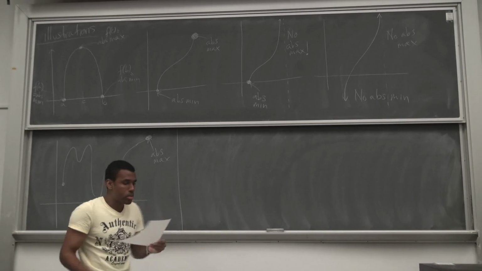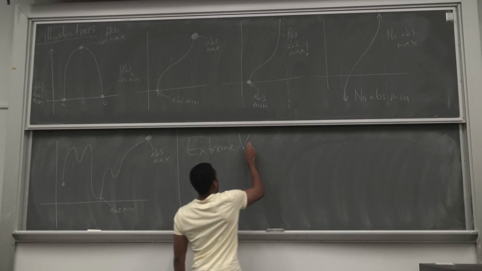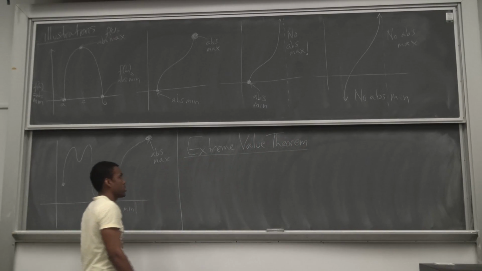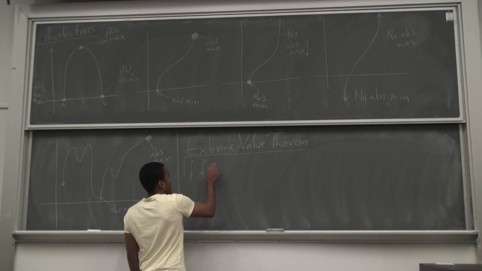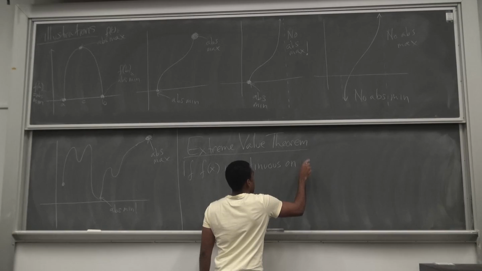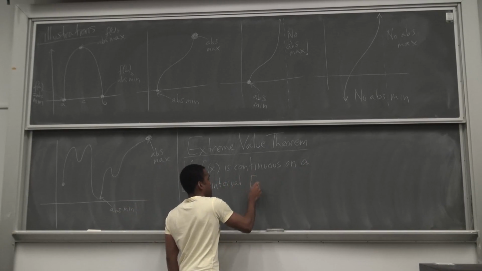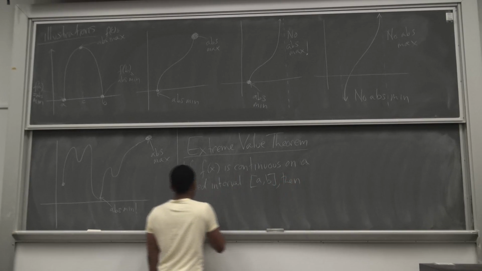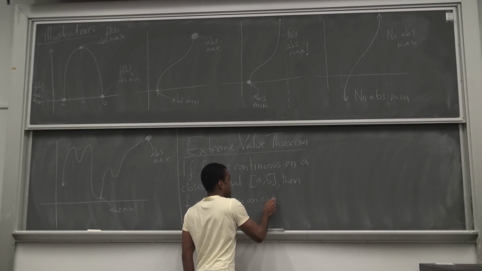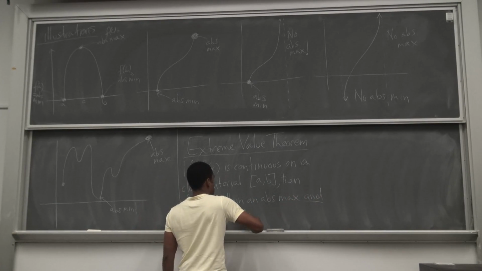Now let's talk about some theorems, as well as some other definitions. There's something called the extreme value theorem. It says the following. If our function is continuous on a closed interval AB, then f must attain an absolute max and an absolute min on AB.